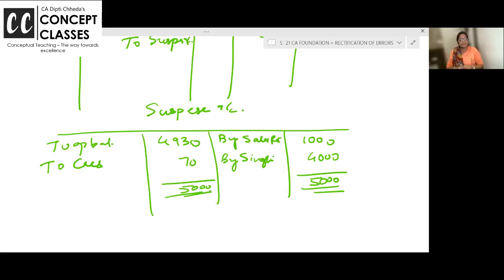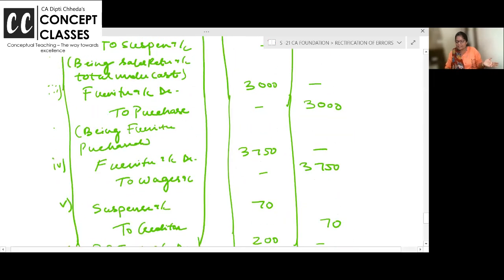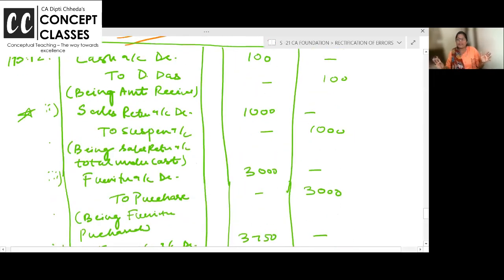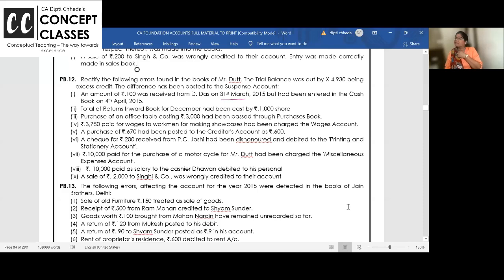Let's move ahead. I hope you are now getting a grip on combined errors, error of omission, error of principle, compensating error. Look at this. All the types of errors have come here. Okay, right. We will do more practice wherein we will prepare the suspense account. How we will make it, what we will do, we will see. Then I'll go to the next part.